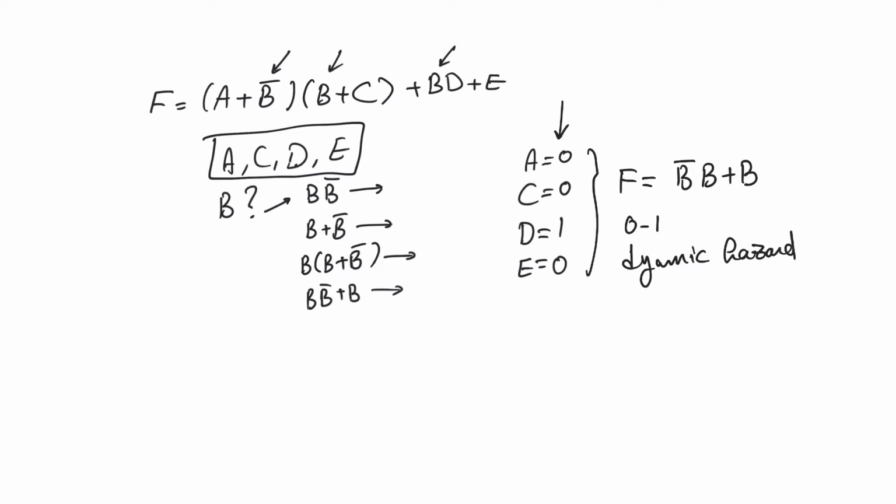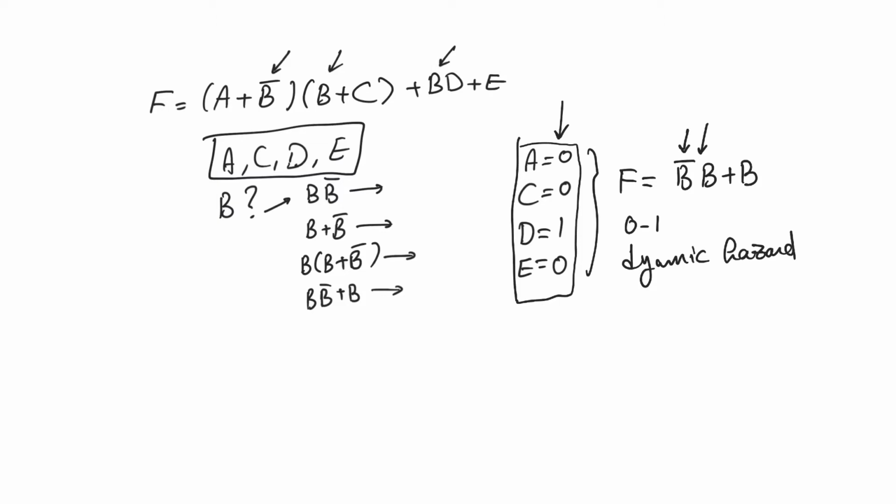For example, if E is equal to 1, then E is masking the entire function. The entire function has a value of 1. If A is equal to 1, then the first B bar is not actually going to be able to make it out, and in that case, the function is going to be equal to B. So only for this input combination of A, C, D, and E would we observe this form of B, which can result in a dynamic hazard.